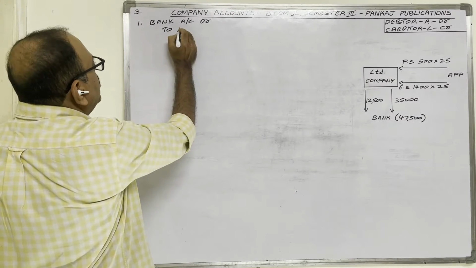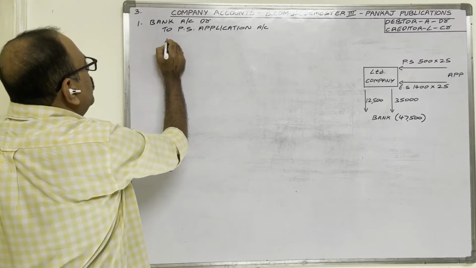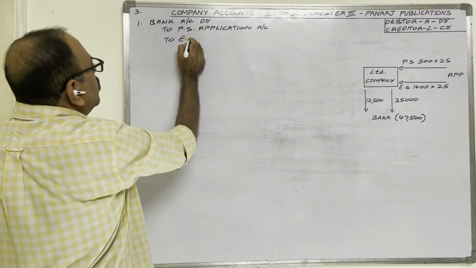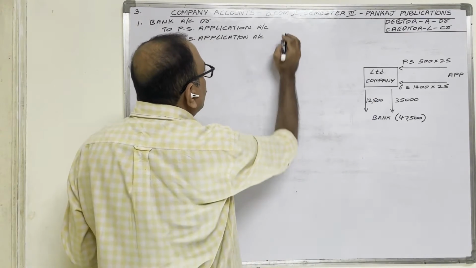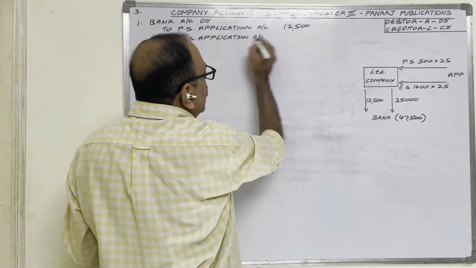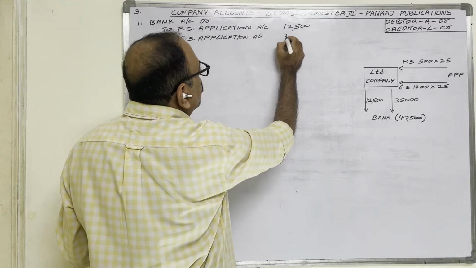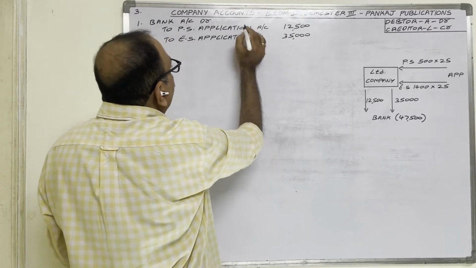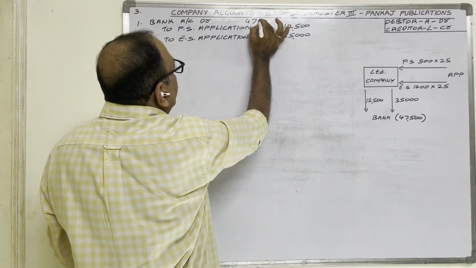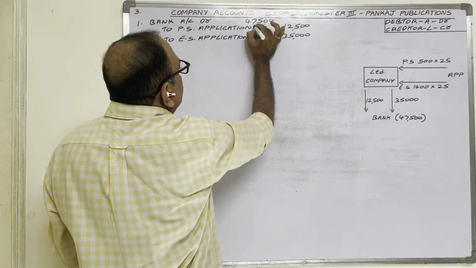To preference share application account, to equity share application account. Amounts: preference share application amount 12,500. Equity share application amount 35,000. For bank, write the total 47,500. This is the first entry.